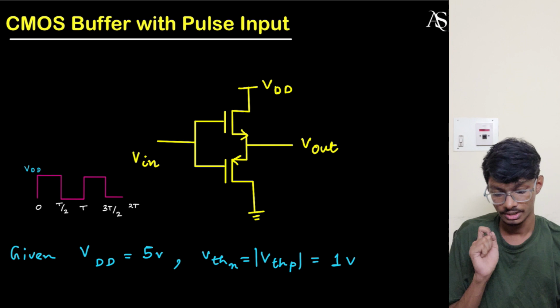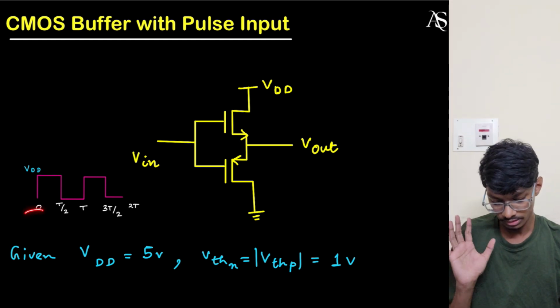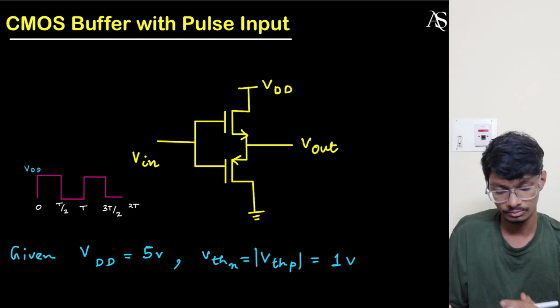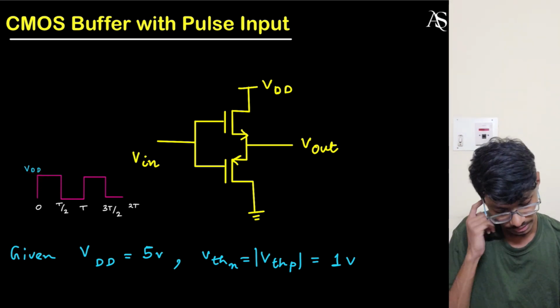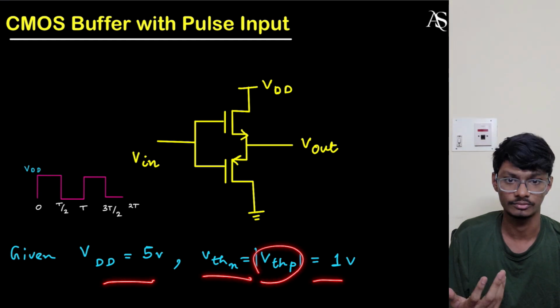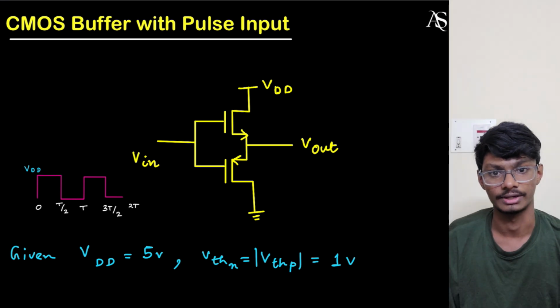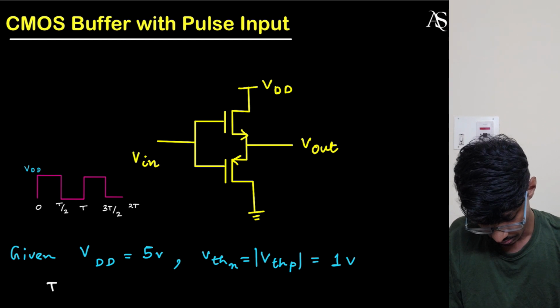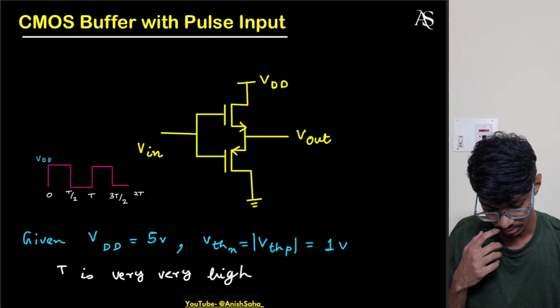Now let's do the analysis of the CMOS buffer with pulse input. Generally, with a pulse input, initially it is 0 and then it goes to high, but here we're starting with high voltage only. The reason is simple: for better understanding and easier analysis of this buffer circuit, we are starting with high. VDD is 5 volts, VTN and the mod of VTP are the same, which is 1 volt. One thing is that T, the time period of this waveform, is very high.